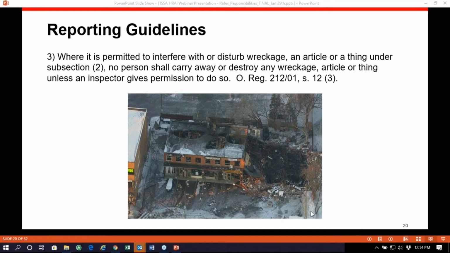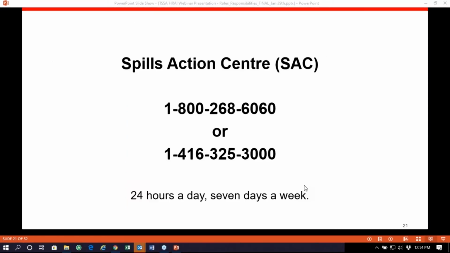As you can see in this one, this was a small commercial plaza in Mississauga, and we lost a third of that plaza to an explosion. Those are some of the situations that we run into. And if things need to be disturbed, pictures help a lot when we're trying to carry out our investigation.